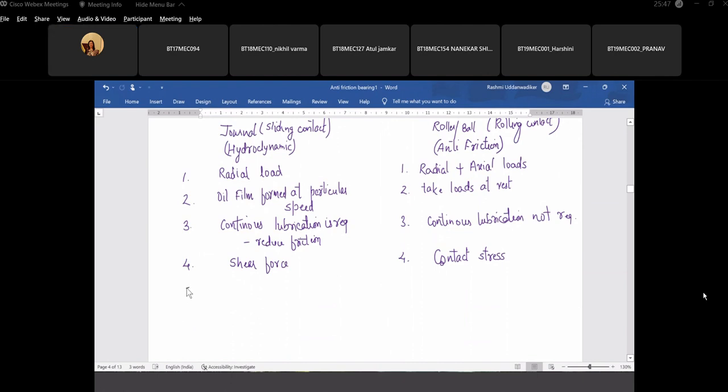Okay, because of continuous rotation, a large amount of heat is produced here, which again needs to be dissipated with the help of oil. Large amount of heat is generated, then it has to be dissipated. Here, since it is anti-friction, the heat generated is not significantly high and we don't have to worry about heat generation. We can say that it is generating less heat.